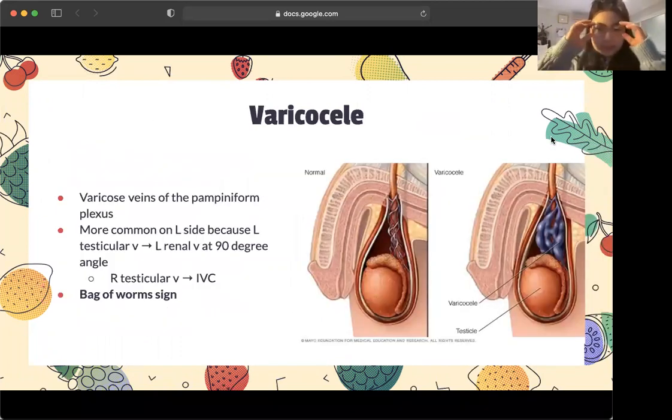I put this in here because it is pathognomonic, and you just want to be aware that bag of worms sign equals varicocele, which is varicose veins of the pampiniform plexus of veins leaving the testes to go back into the rest of the body. You'll hear as well that it's more common on the left side because the left testicular vein enters the renal vein at a 90-degree angle, which means there's a little bit more blood in the left testicular vein, which means it's a little bit hotter, so it sits a little bit lower, which means the left pampiniform plexus is more prone to developing this condition. Just remember, bag of worms sign equals varicocele, and remember that the left testicular vein goes into the left renal vein and the right testicular vein goes straight into the IVC.